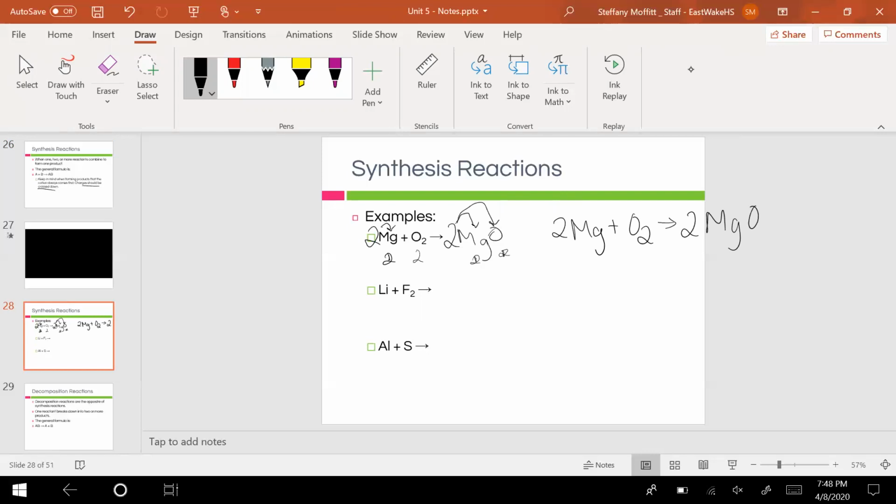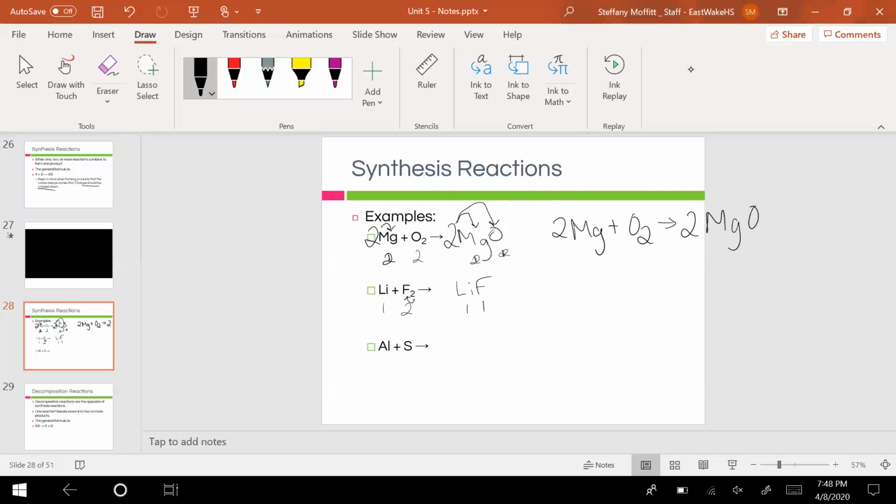Our next example, lithium plus fluorine. Lithium is in group 1, which means it has a plus 1 charge. Fluorine is in group 17, which means it has a minus 1 charge. Those ones are going to crisscross to give us a very simple LiF, one of each. And again, we're going to have to balance this just like we did the first one. So I have 1 lithium on the left, 1 lithium on the right, 2 fluorines on the left, 1 fluorine on the right. Remember, these subscripts go to the element before it.